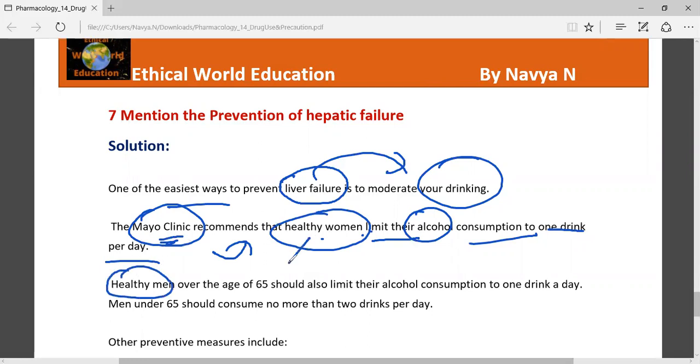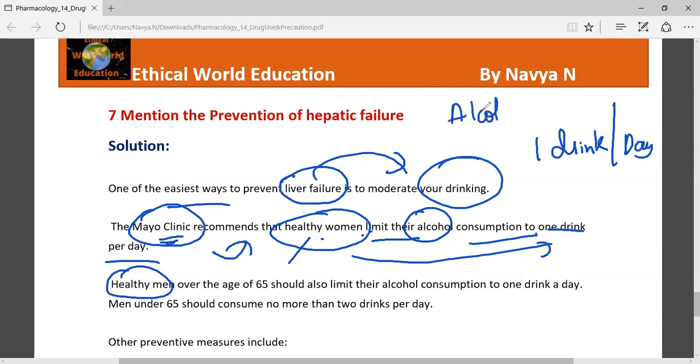This is about alcohol. A healthy woman is supposed to drink about one drink per day. And now healthy men: I'm talking about healthy men.